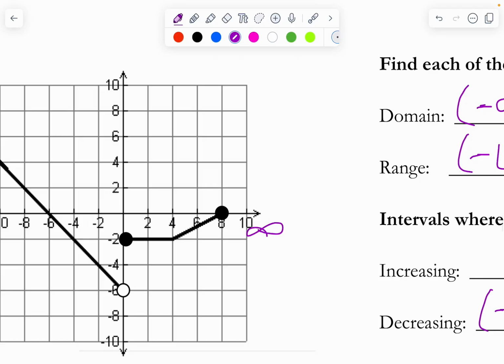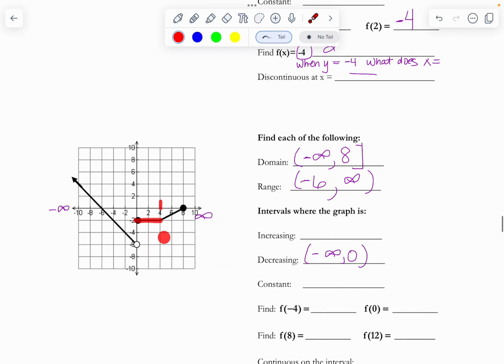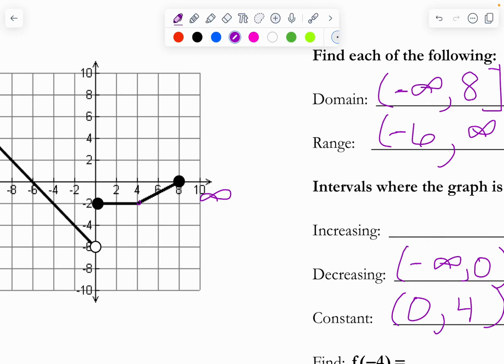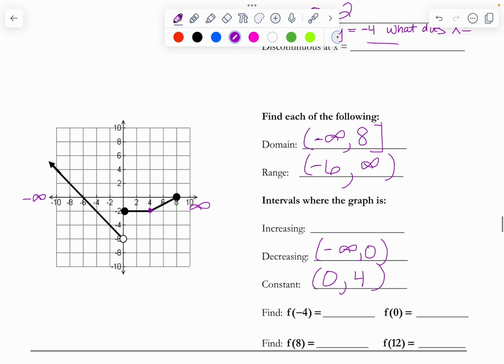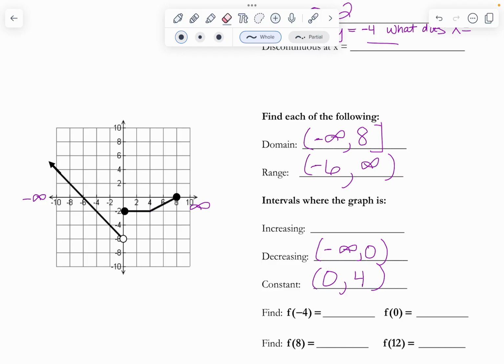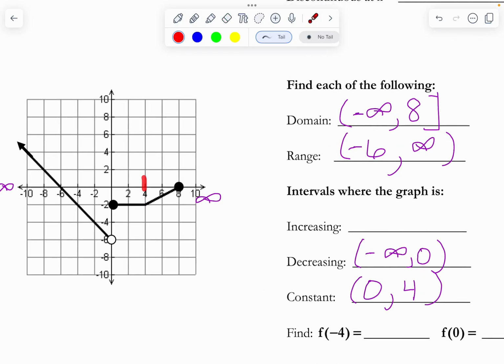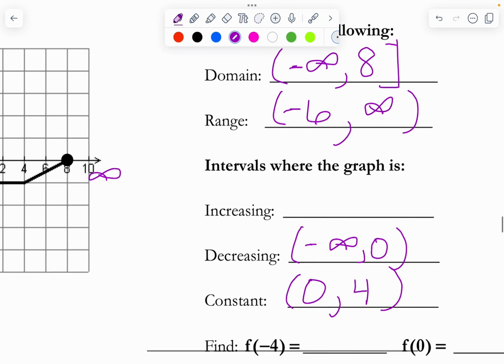Now, I'm again looking at my x values. From 0 to 4, this is constant, or this has a slope of 0. It's a horizontal line. So here I can put from 0 to 4. Now, if you ask me, could I put brackets? You technically can because they're closed circles. Either way, the AP test will take either way. Then from my x value of 4 to 8, I'm increasing. So here from 4 to 8, I'm increasing.